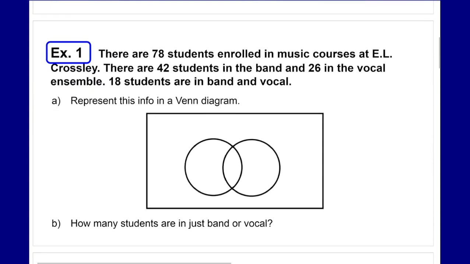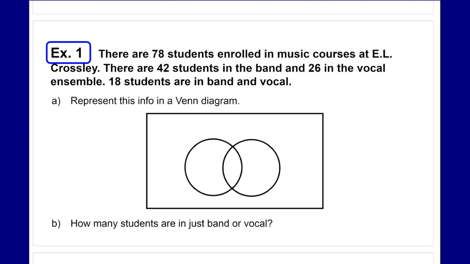In the first example, there are 78 students enrolled in music courses at Crosley. There are 42 students in the band, 26 in the vocal ensemble, and 18 students that are in band and vocal. We want to represent this information in a Venn diagram and then figure out how many students are in just band or vocal and not both. So we have our scenario, we have our sample space here. It is overlapping because we do have a scenario where they are in both.